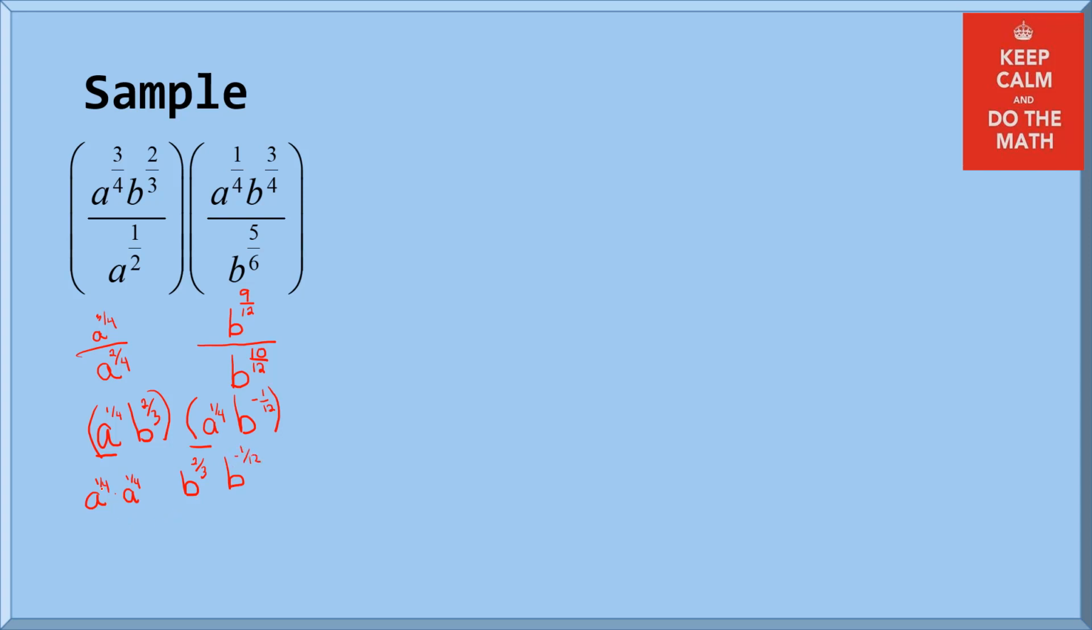Now the a is relatively simple because it is 1/4 plus 1/4, which is a to the 2/4, but we need to reduce that, so this becomes a to the 1/2.